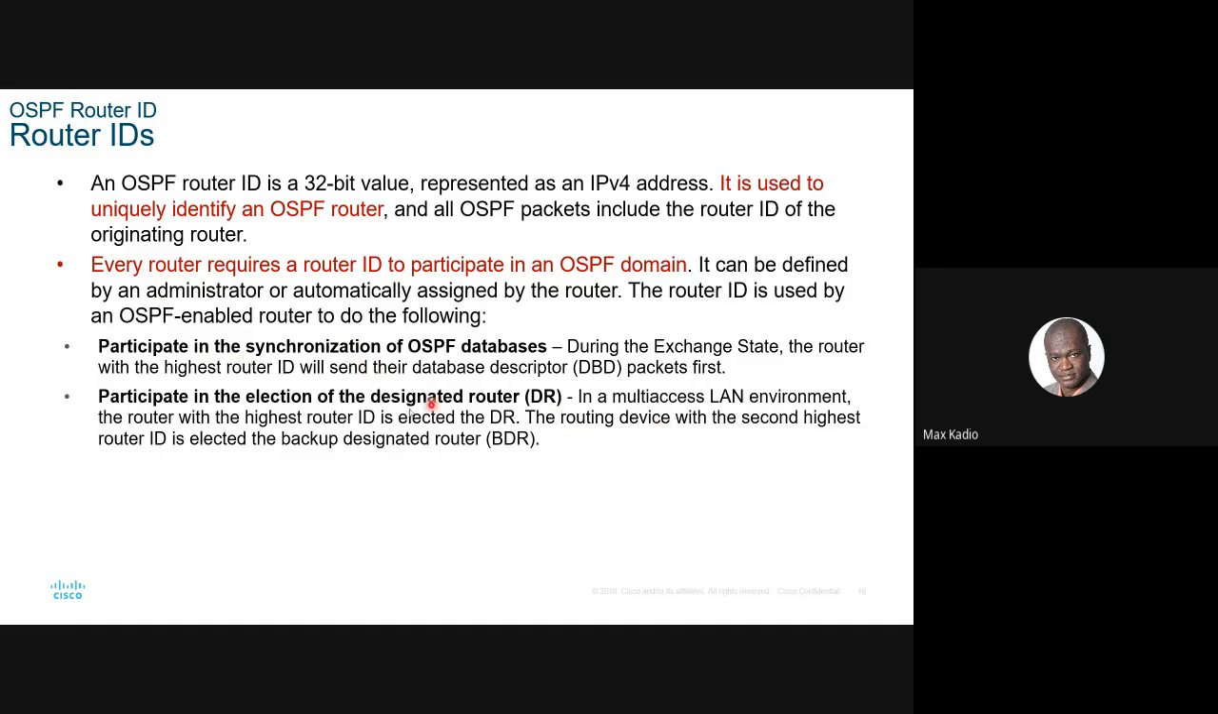So when you have many routers interconnected, we have to elect the big boss called the DR. The router with the highest router ID is elected as the DR, and the second highest is called the backup DR. You can check this one quickly and I will continue.